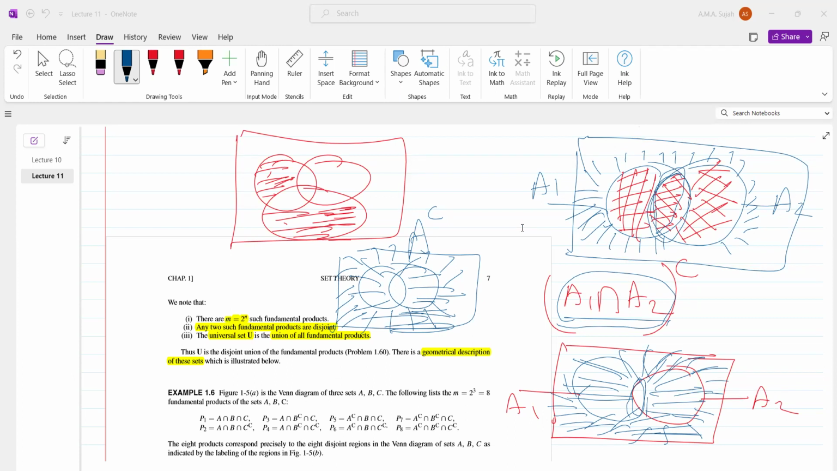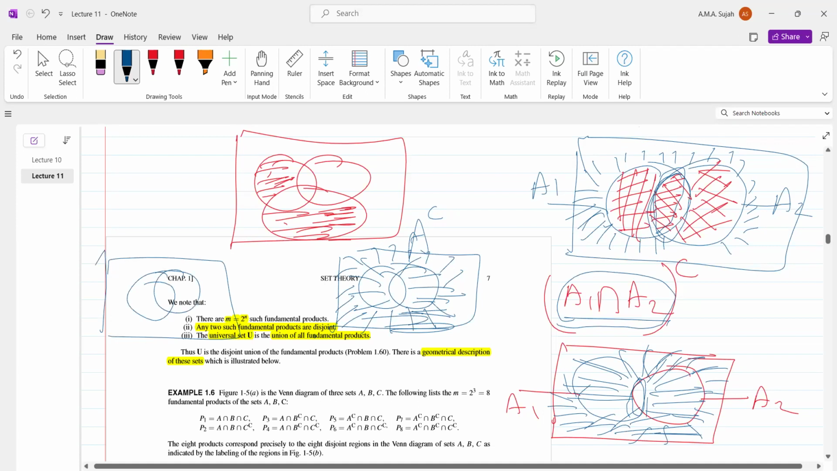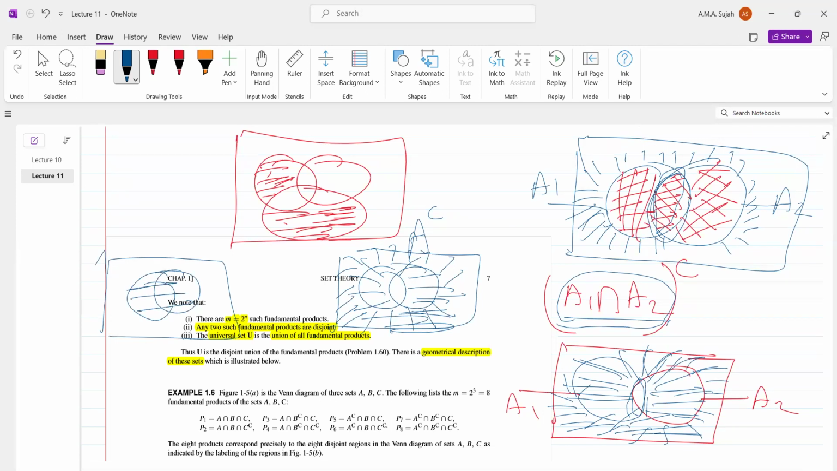Yeah, the union is equal to A1 union. Yes, if you write this way, A1 union A2 means what? If you look here, the whole union of A1 and A2 means this area, right? So if you take the complement, you omit this colored area and consider the remaining area. Yeah, this is the correct one, right?